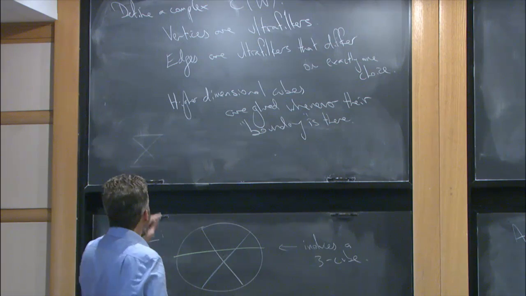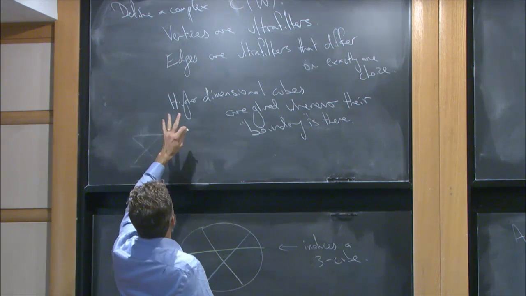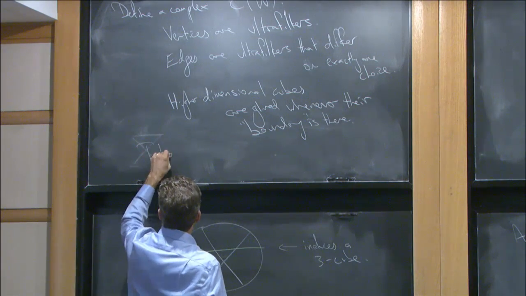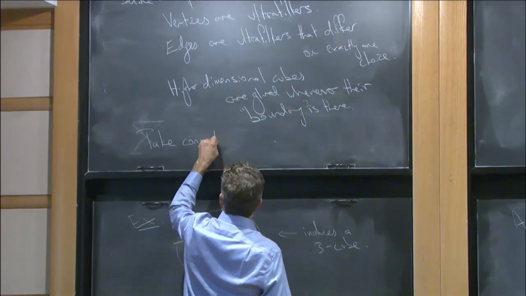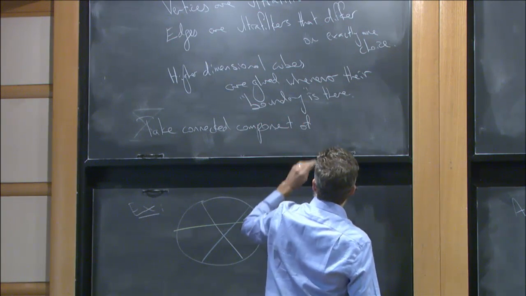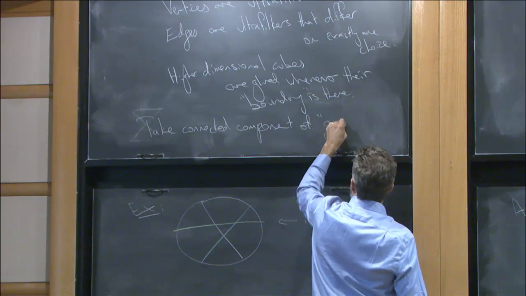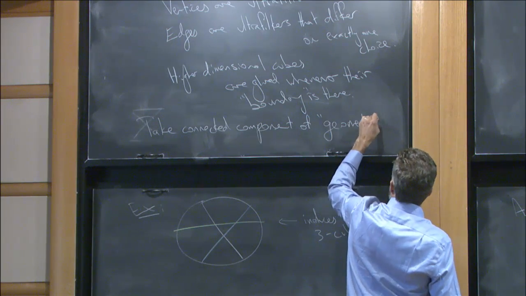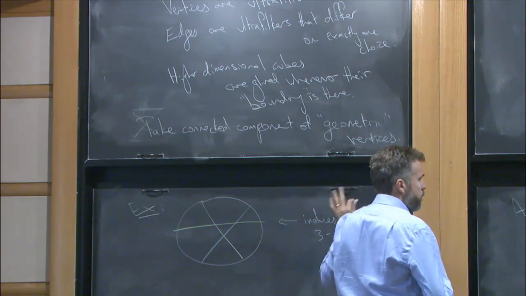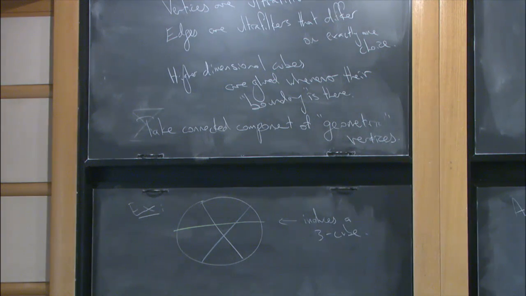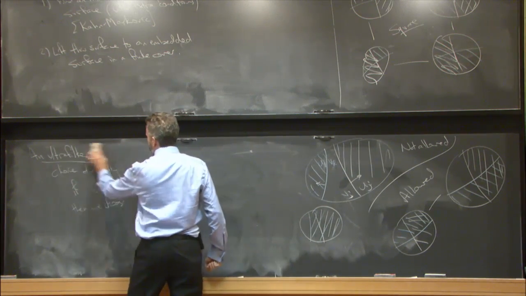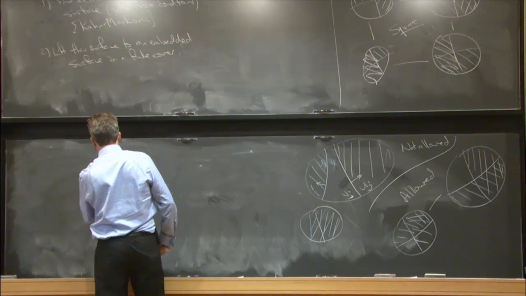Okay. And so that's the cube complex, C of W, and we normally take the connected component of geometric vertices. I've already told you what they are, but I'll write it down. The geometric vertices are the ones that come from a region.